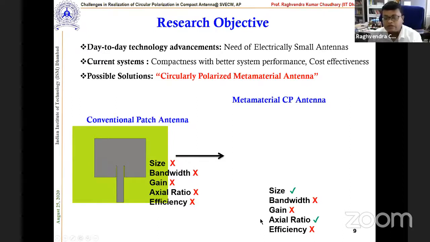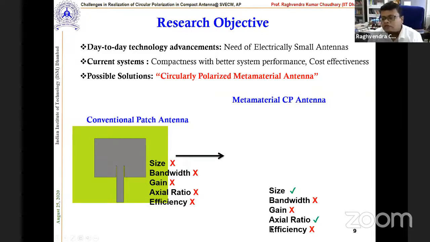But there is a problem, because we all know that the gain is directly proportional to the effective aperture area of the antenna, correct? So when we shrink the area, definitely we are compromising with the gain. Let's say we get 3 or 4 dB in a patch antenna; in our metal antennas, we are getting around 1 dB, 0.5 dB. This is not sufficient for any kind of application, I would say. We require at least 2 dB gain to run the applications, correct?